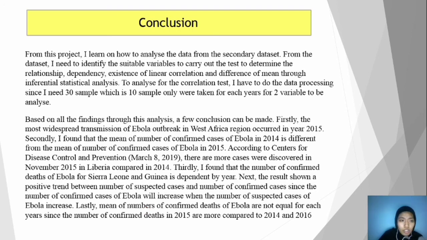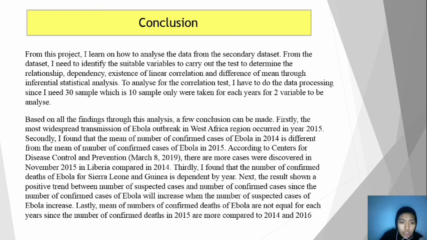Lastly, for the conclusion, from this project, I learned how to analyze data from a secondary data set. I needed to identify the suitable variables to carry out all the tests. And for the correlation test, I had to do data processing since I only needed a few samples for 2 variables to be analyzed. Based on all the findings through this analysis, a few conclusions can be made. Firstly, the most widespread transmission of Ebola in the West Africa region occurred in year 2015.